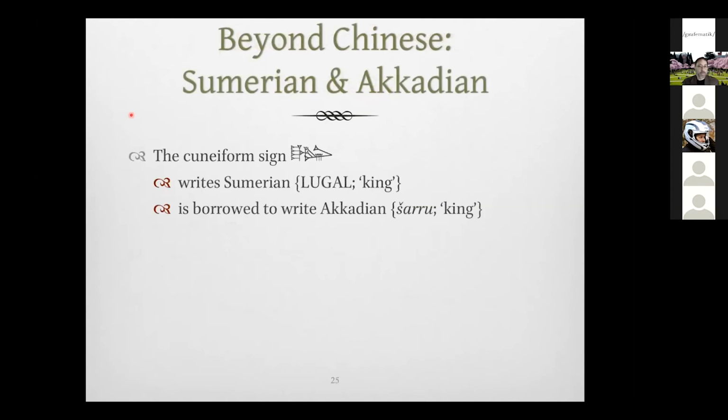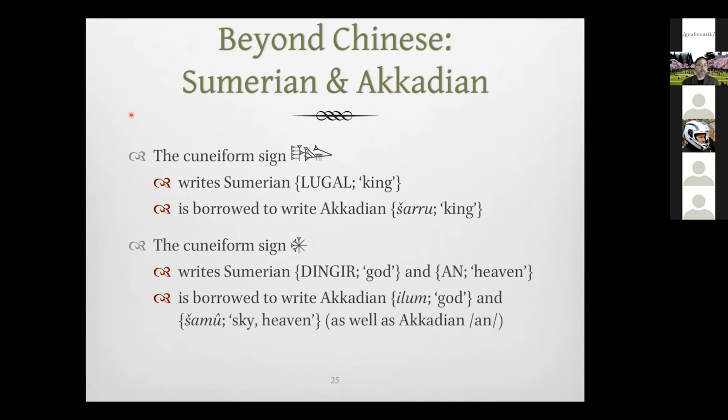I promised you an example in Sumerian. So for example, the cuneiform sign that wrote the Sumerian word lugal for king gets borrowed into Akkadian to write the Akkadian word for king, ignoring the Sumerian pronunciation and just taking a translation equivalent in Akkadian. Similarly, the cuneiform sign that writes the Sumerian words for God and heaven gets borrowed to write the Akkadian words for God and heaven through semantic adaptation. There's also phonetic adaptation. So this graph can also be used to write an Akkadian syllable by ignoring its original Sumerian meaning.